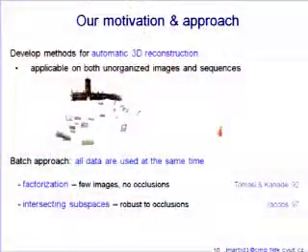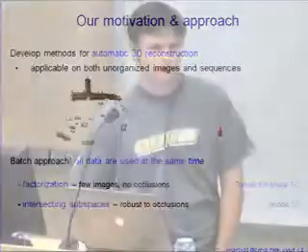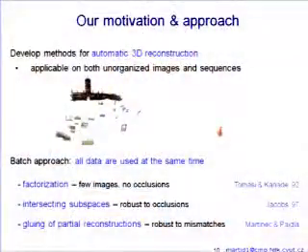Jacobs generalized factorization so that it can be used for occlusions too, but I'll speak on this later. There are some problems with that. And most of the methods which we developed, we call gluing of partial reconstructions. And this is not only robust to occlusions, but also to mismatches, as you will see.